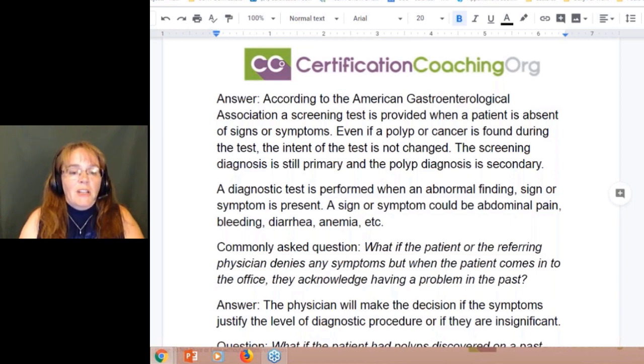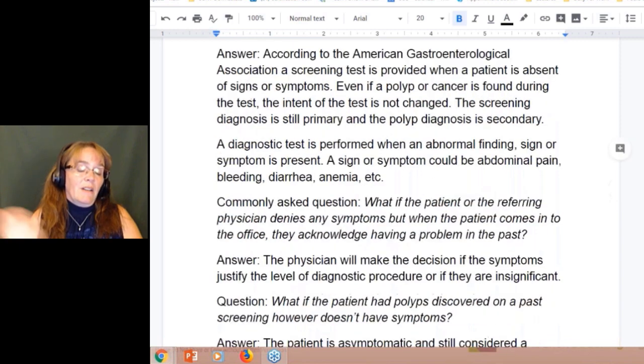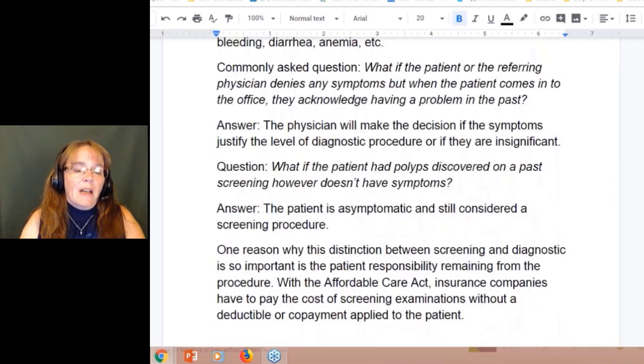On the AGA website, they had some commonly asked questions and answers, so I thought, okay, I'm going to snag one of these. What if the referring physician called and said, I need to get this patient in for a colonoscopy, they have no symptoms? Or you talk to the patient, and they say, yeah, I have no symptoms. But then they come in the office and say, well, I had problems in the past, but I don't have any now. At that point, it becomes the physician's decision whether those symptoms, or whatever might have gone on previously, justify a screening or a diagnostic procedure. That's a little tricky, and the physician is going to make that decision once they're talking to the patient.